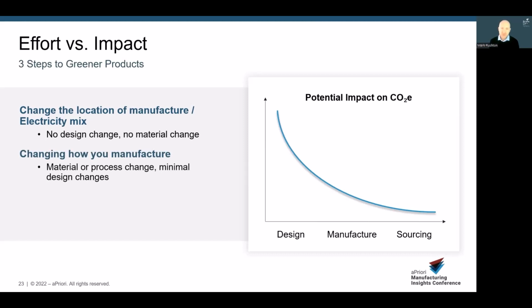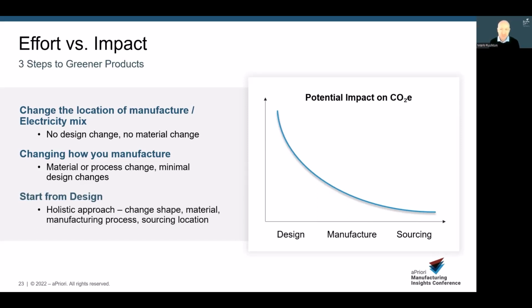So we could move the process forward a little bit, or take a step back and look at changing how we manufacture the products. So in that stage, we might be able to change the material to one that has more recycled content, or a slightly lower carbon material potentially, to make a change in the manufacturing process. We might be able to make some minimal design changes to reduce the carbon footprint. But again, we've got a little bit more flexibility, a little bit more potential for reduction of carbon footprint, but not a huge amount.